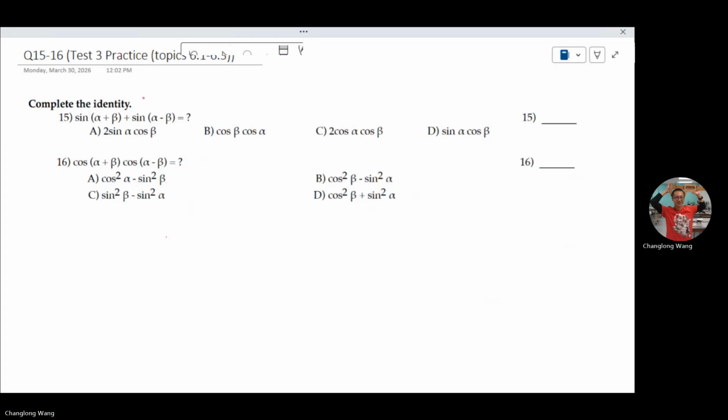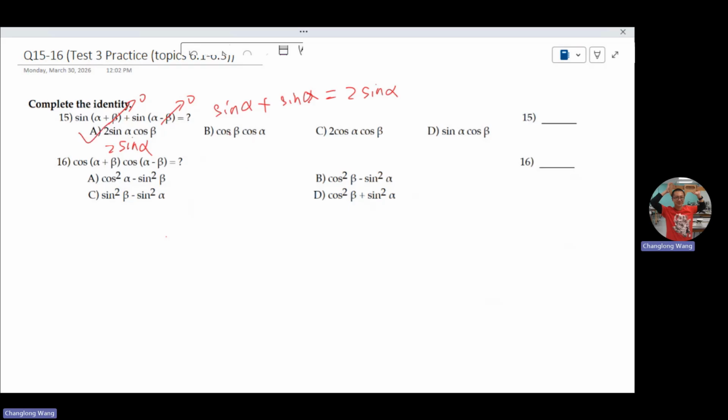So now, if you want to choose some special angles to play with, let's say, what if I take beta to be 0? Because it didn't say anything about beta, right? Beta could be anything. So what if beta is equal to 0? What do you get? Sine alpha, it's just alpha by itself, plus sine alpha, which is 2 sine alpha, right? Type it in. Cosine 0 is 1. You get 2 sine alpha. I know A must be right.